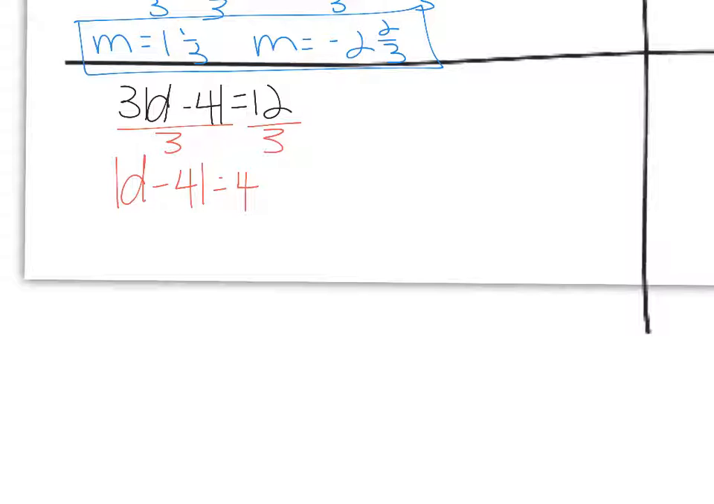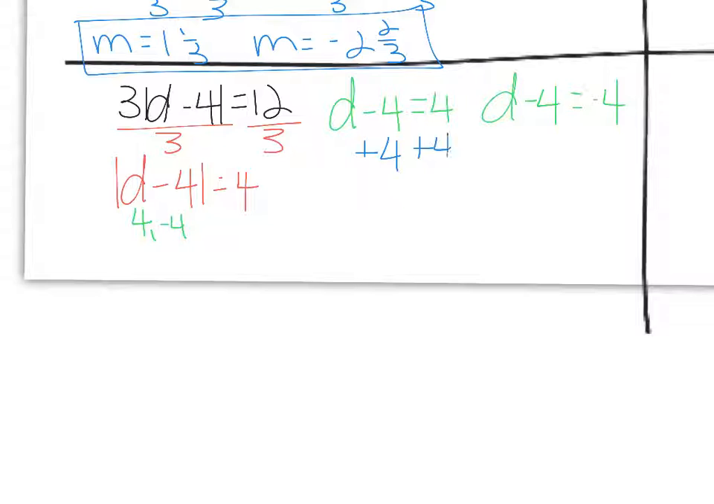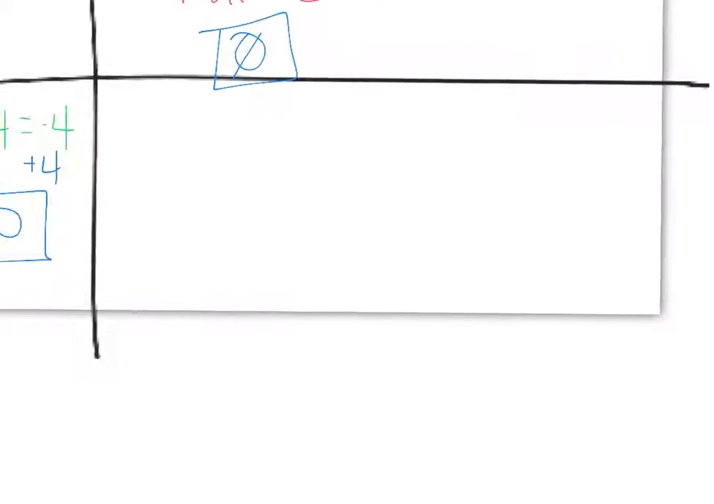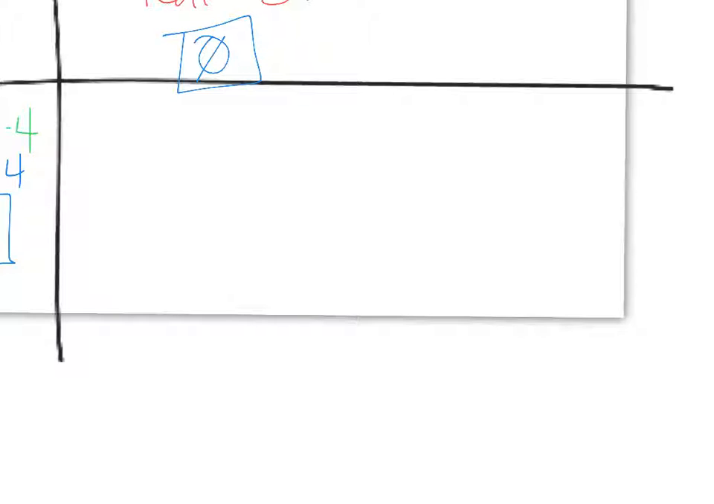Now that the absolute value is isolated, I'm ready to split it up into my two equations. So this has an absolute value of 4, which means whatever is inside here could be a 4 or a negative 4. So d minus 4 could equal 4, or d minus 4 could equal negative 4. And then we have our two equations to solve. Add 4, we get d equals 8. Add 4, we get d equals 0. And once again, if you were to plug these two answers back into the original equation, both of them would work.